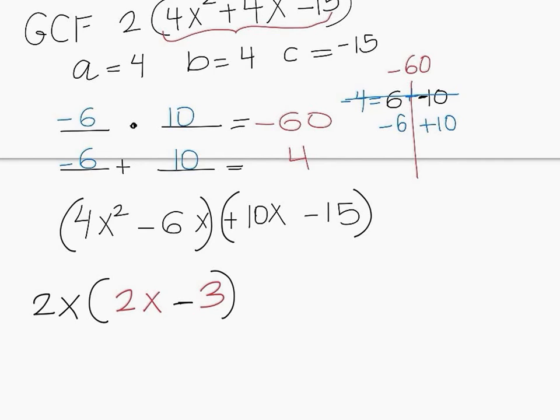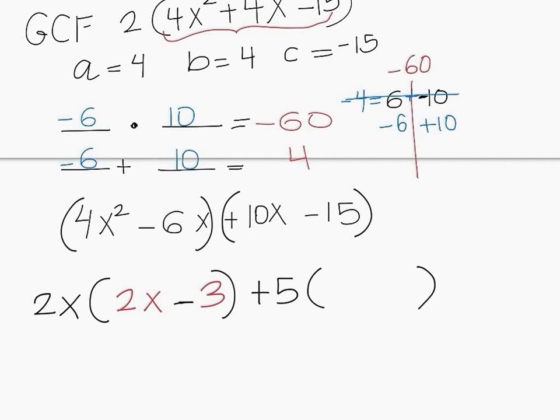Now let's move on to the next two terms, to the next binomial. 10x minus 15. 10 is divisible by 5. 15 is divisible by 5. This has an x, but this does not have an x. So the only GCF in this case is a positive 5. Now, why did I write positive 5? Because the sign of the first term in this parentheses is a positive. So that's why this is a positive 5. Now, open parentheses. 10 divided by 5, that's 2, so 2x, minus 15 divided by 5 is a 3.